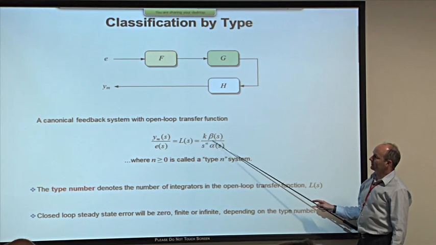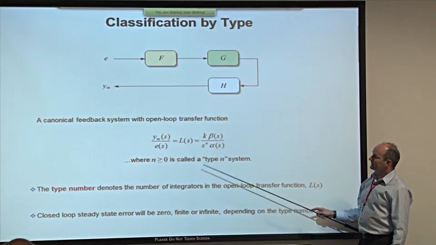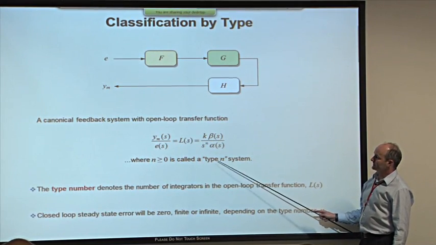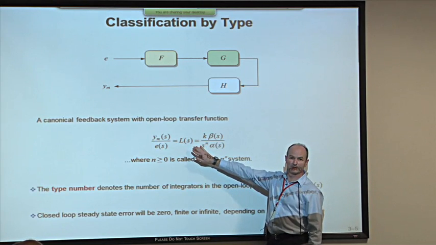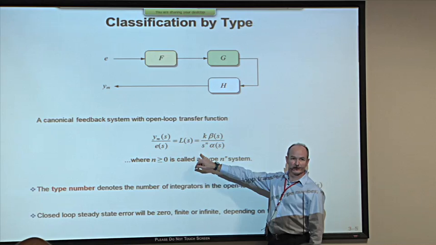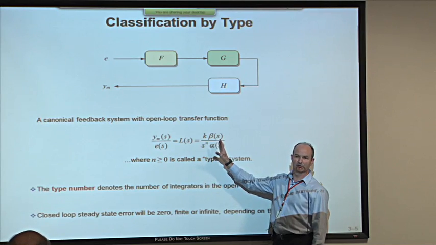Powers of s in the denominator of L of S. That number there, n, let's say, is what classifies the system as a type n system. If there are no integrators in the open loop, it's called a type 0 system. If there is one integrator, it's a type 1 system, two integrators, type 2, and so on. This is what's meant by a type of a system.